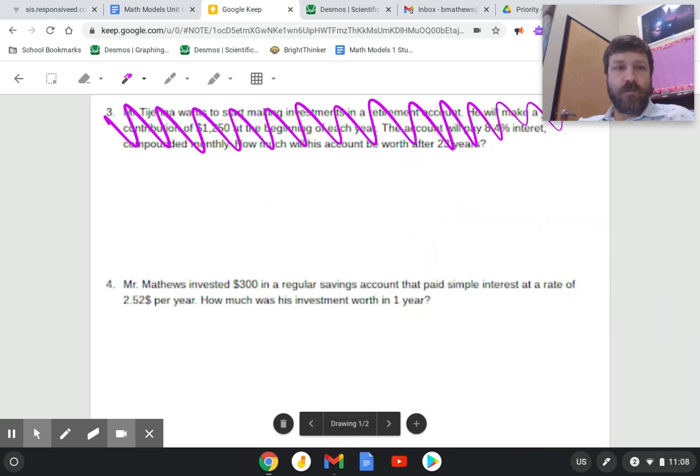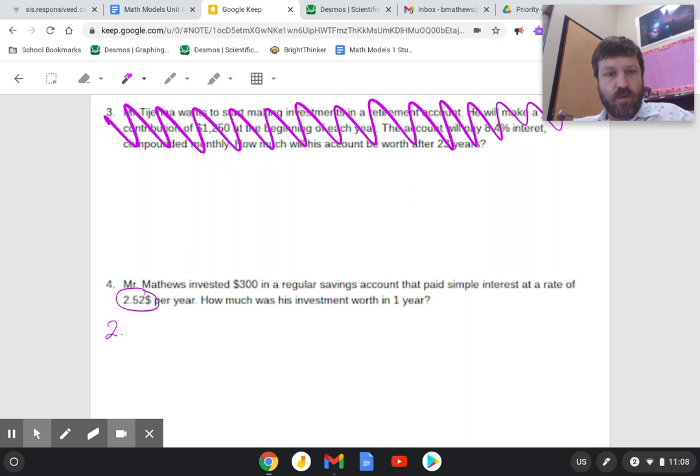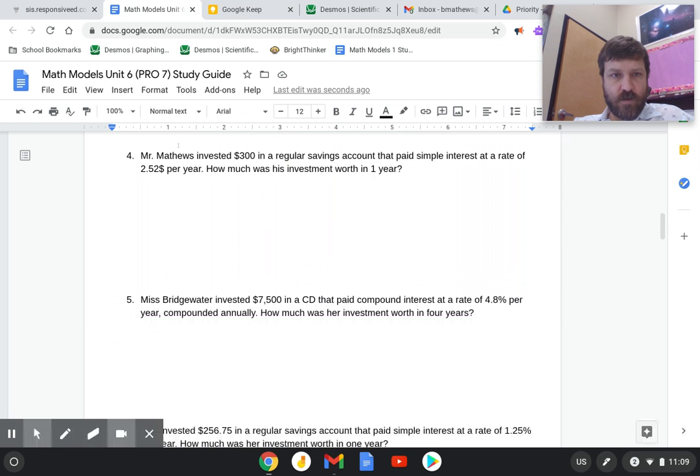These you are responsible for, starting with number 4. Mr. Matthews invested $300 in a regular savings account that paid simple interest at a rate of 2.52% per year. How much was the investment worth in 1 year? This should say 2.52% should be the percent rate. I'll make sure I change that over here. Go ahead and do that right now.